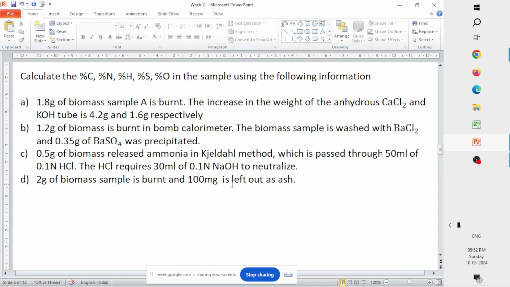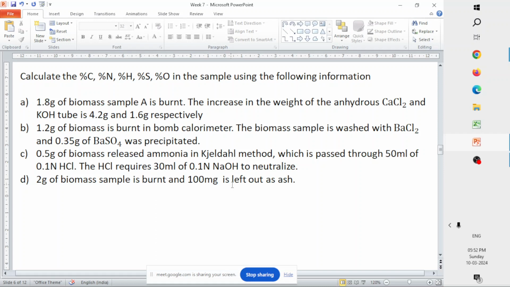Once it starts burning, it will start releasing heat. The energy released upon burning will be absorbed by the water surrounding this metal pressure vessel. So the rise in the temperature of the water will be considered directly proportional to the heat generated. So a metal pressure vessel is there, you put your sample, and you burn the sample under a high pressure oxygen environment.